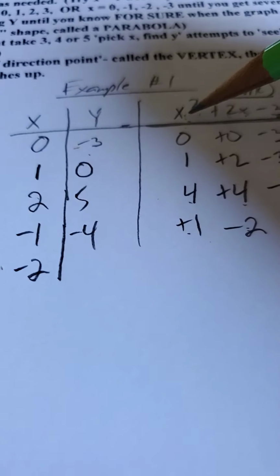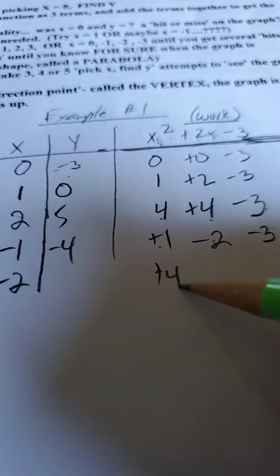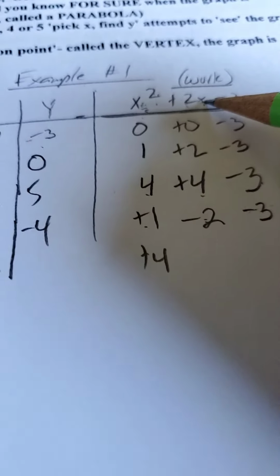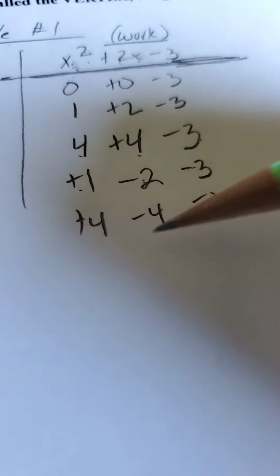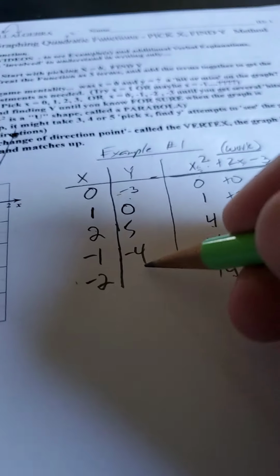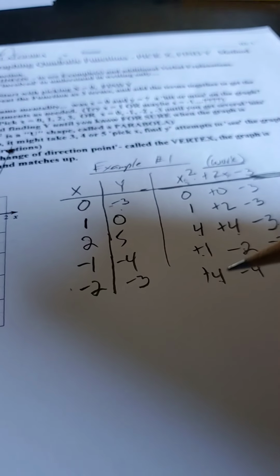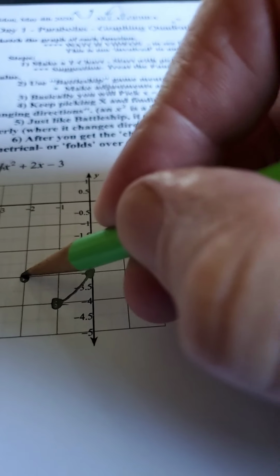Negative 2 for x means negative 2 times negative 2, which is positive 4. Plug a negative 2 in there, and I get negative 2 times 2 is negative 4, minus 3. That gives me 0 minus 3, which is negative 3. Okay? When I plug in a negative 2, I get negative 3.